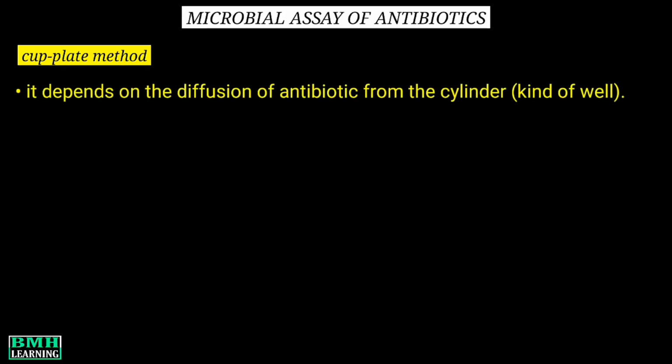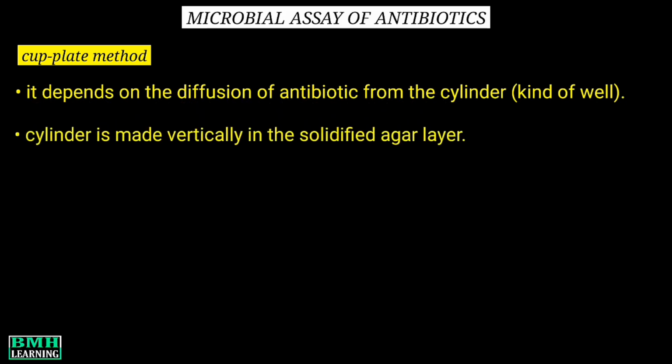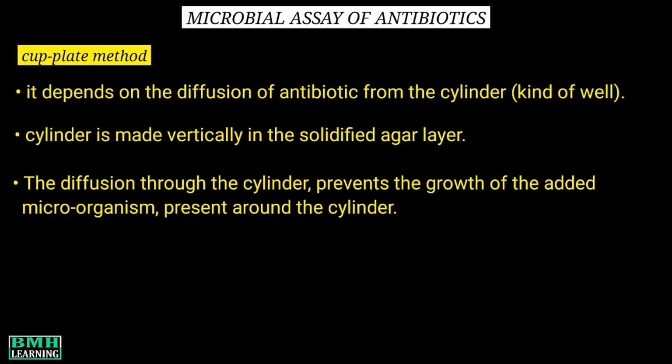So what happens in the cup plate method? It depends upon diffusion of the antibiotic from a cylinder. The cylinder is placed vertically in the solidified agar layer. The diffusion through the cylinder prevents the growth of the added microorganisms present around the cylinder, thus forming a zone of inhibition.